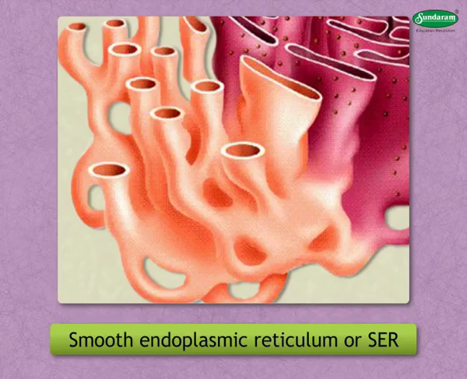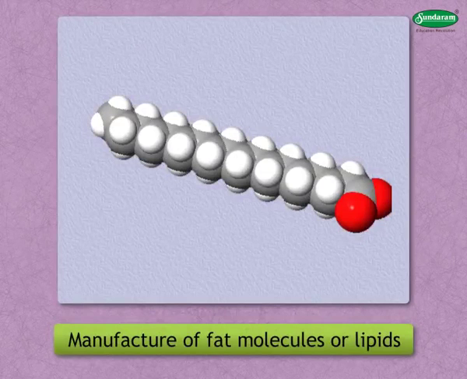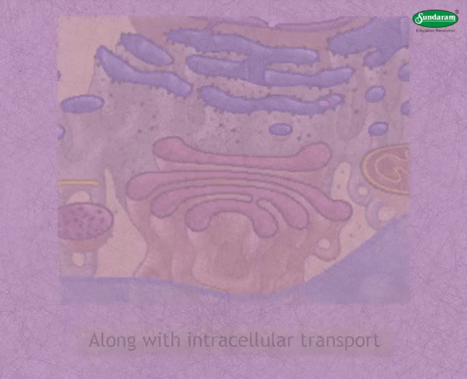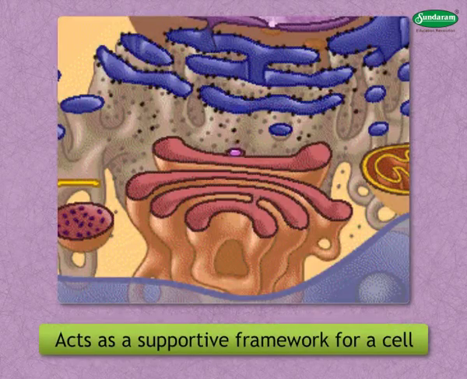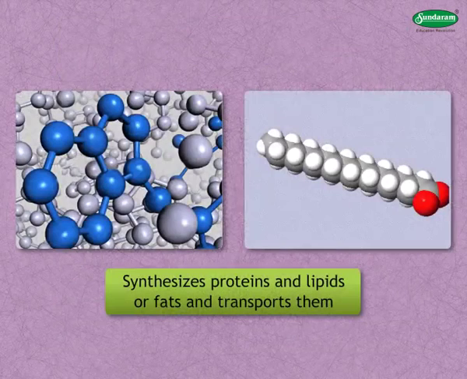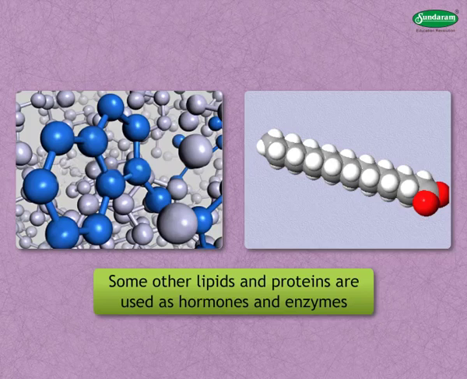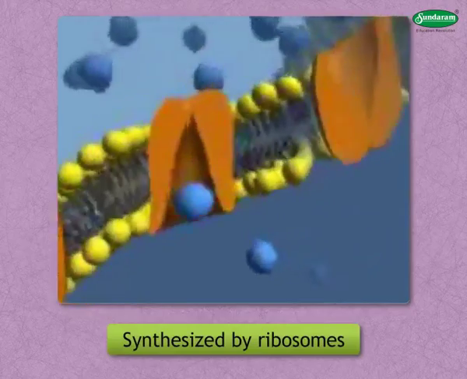Smooth endoplasmic reticulum is without ribosomes and is meant for manufacture of fat molecules or lipids. Functions of endoplasmic reticulum. 1. Along with intracellular transport, it also acts as a supportive framework for a cell. 2. It synthesizes proteins and lipids or fats and transports them. Some lipids synthesized by it are used in building plasma membrane, while some other lipids and proteins are used as hormones and enzymes. 3. It transports proteins synthesized by ribosomes.